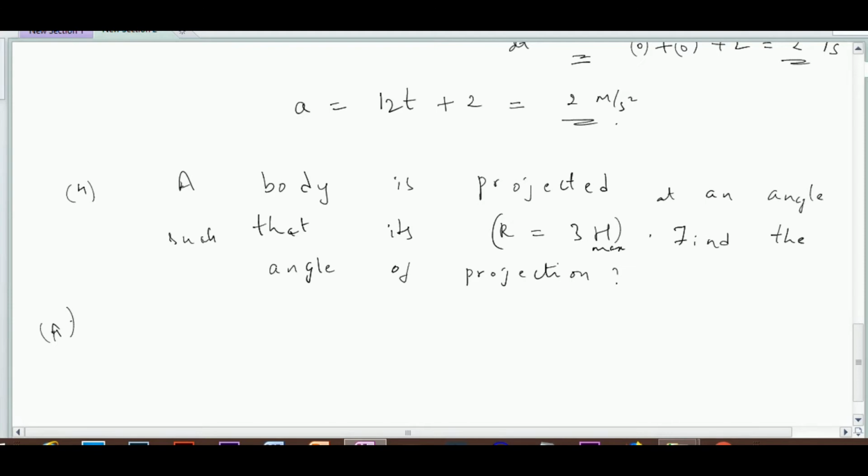As we know the equations of range and maximum height, we will simply apply the condition and put the equations in the condition. Let us see what we'll get. So as we all know, the range is obtained as v0 square sine 2 theta by g, and the maximum height is obtained as v0 square sine square theta by 2g.